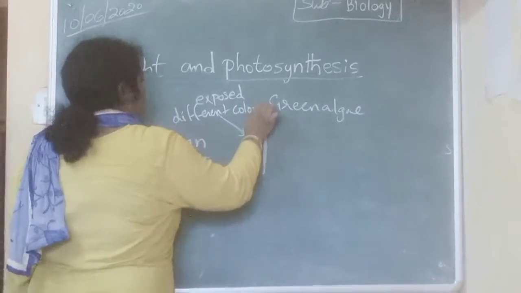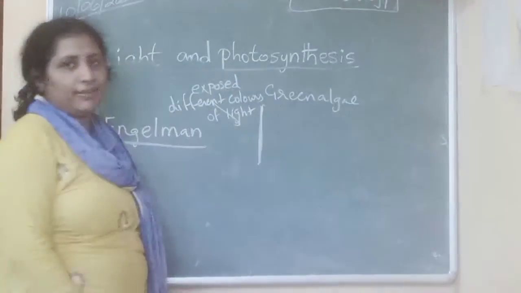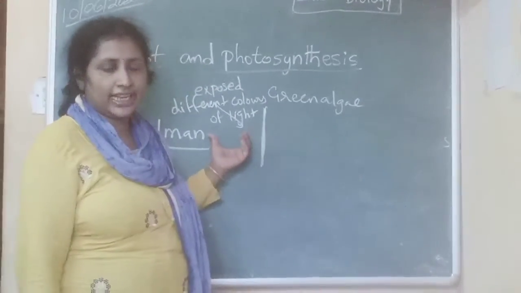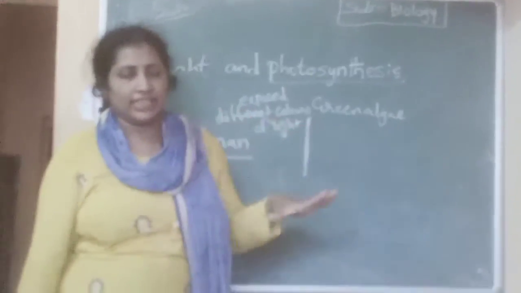Like the rainbow colors. What colors are there in a rainbow? Seven colors. So he exposed the algae to the seven colors.